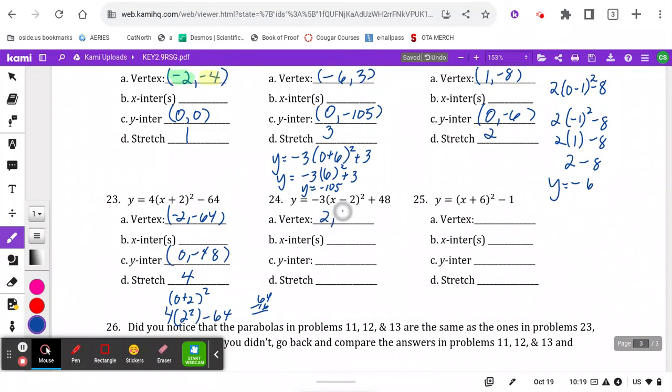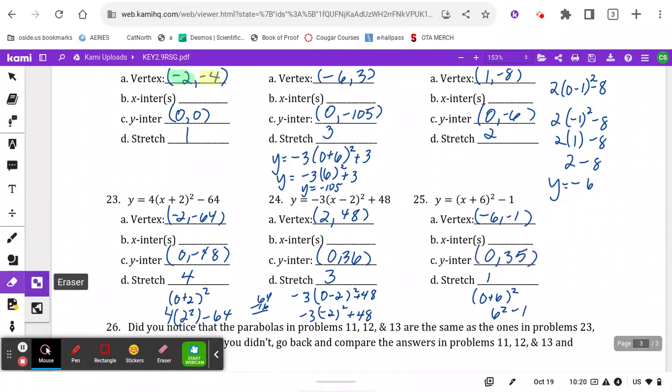Next is 248. Stretch of 3. Y-intercept is when x is 0. All right, so this gives me -2 squared, which is 4. 4 times -3 is -12. -12 plus 48 is 36. And vertex is -6. Stretch is 1. Y-intercept is when x is 0. 6 squared is 36. 36 minus 1 is 35.